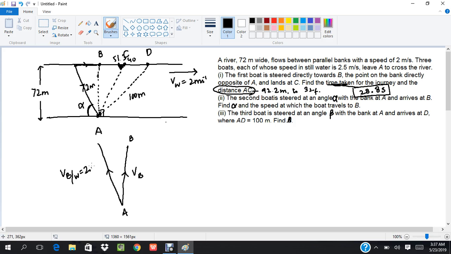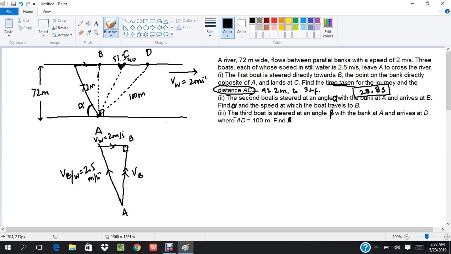And this is 2.5 meters per second. Now, in the previous example, I showed you how the velocity of water gets added to the relative velocity in order to give us the true velocity of the boat. So this is what's going to happen. This is velocity of water, which is 2 meters per second. We know this angle, 90 degrees. Fine.